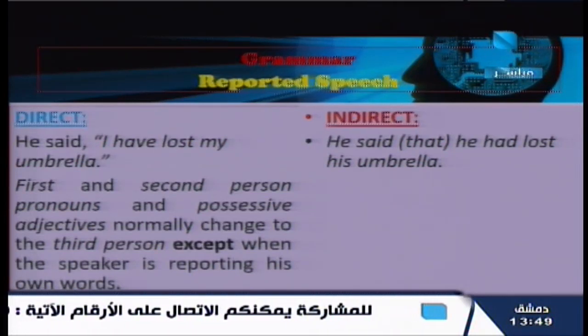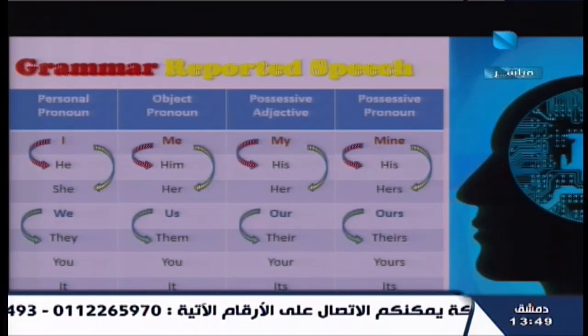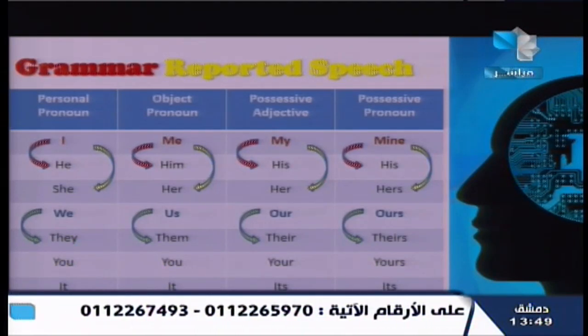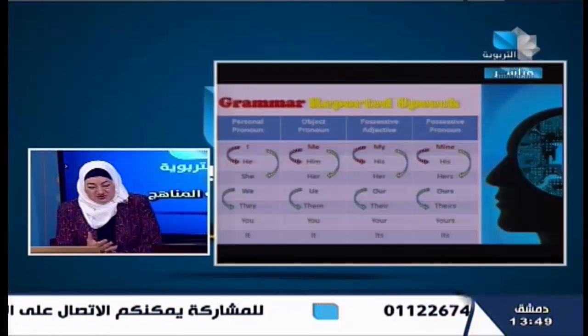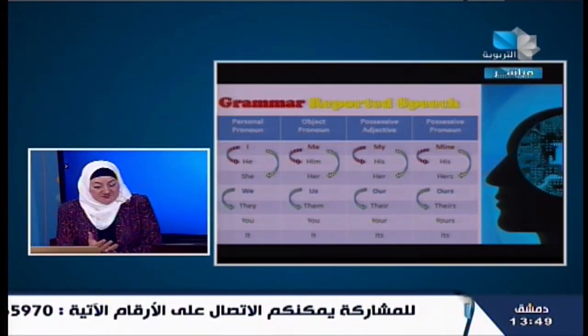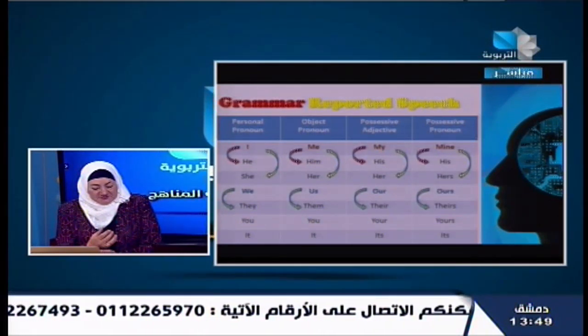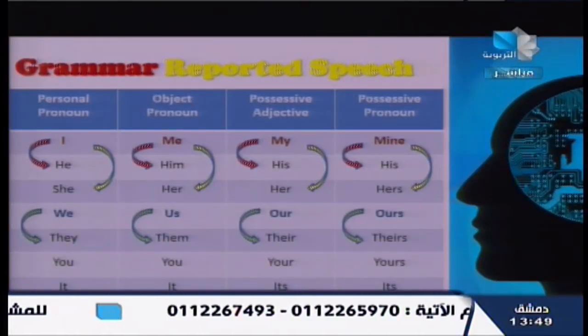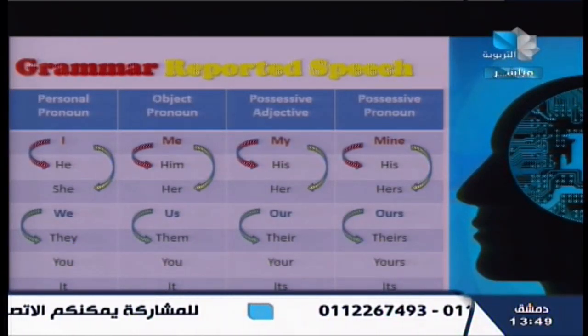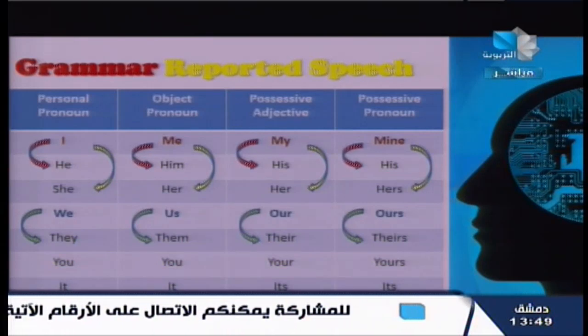Good. So, yes, Ms. Hanan. We have here some changes of pronouns. As she said, we have to change personal pronouns, subject pronouns, object pronouns, possessive adjectives, possessive pronouns. For example, if we have I, it can be changed. The speaker could be either a male or a female, so it can be he or she. But if it is we, it should be they. You, as you see, no change. Now, object pronouns: if it is me, it can be him or her. Us, it can be them.